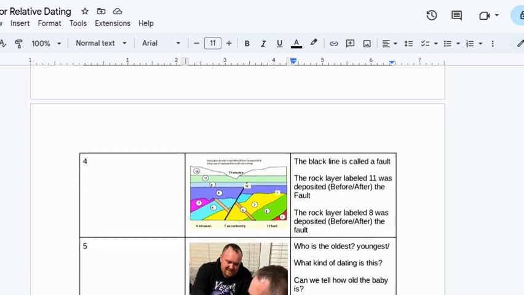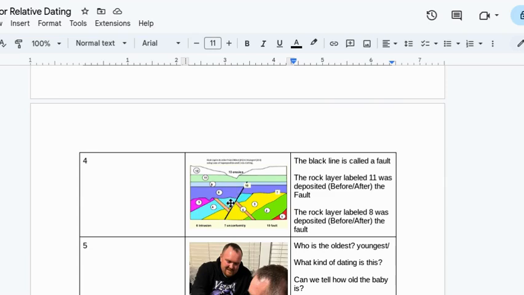Okay, next. This black line right here is called a fault. We live on a fault called the Wasatch Fault. That's going to be responsible for a lot of the earthquakes that we'll study. That's a big reason why we had an earthquake 5 years ago. This is the Wasatch Fault. And yes, I did just date this video. Okay, so this black line is called a fault.